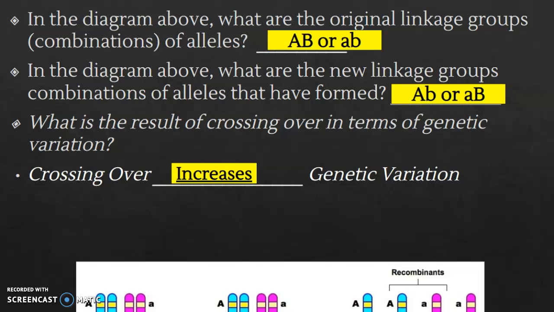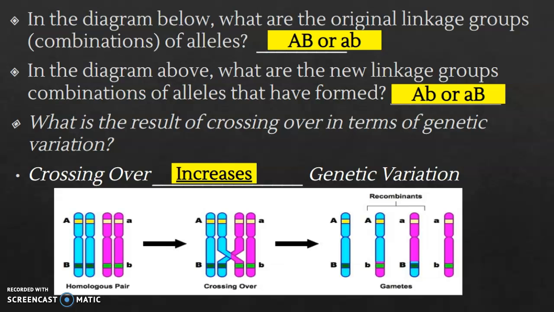In the diagram below, what are the original linkage groups, or the combination of alleles? We have capital A, capital B, or lowercase a, lowercase b. In the diagram below, what are the new linkage groups, or the combinations of alleles that have formed? We have a capital A and a lowercase b, or a lowercase a and a capital B. Therefore, we start to see heterozygous alleles. What is the result of crossing over in terms of genetic variation? Remember, crossing over increases genetic variation. We start to see more combinations of our alleles.